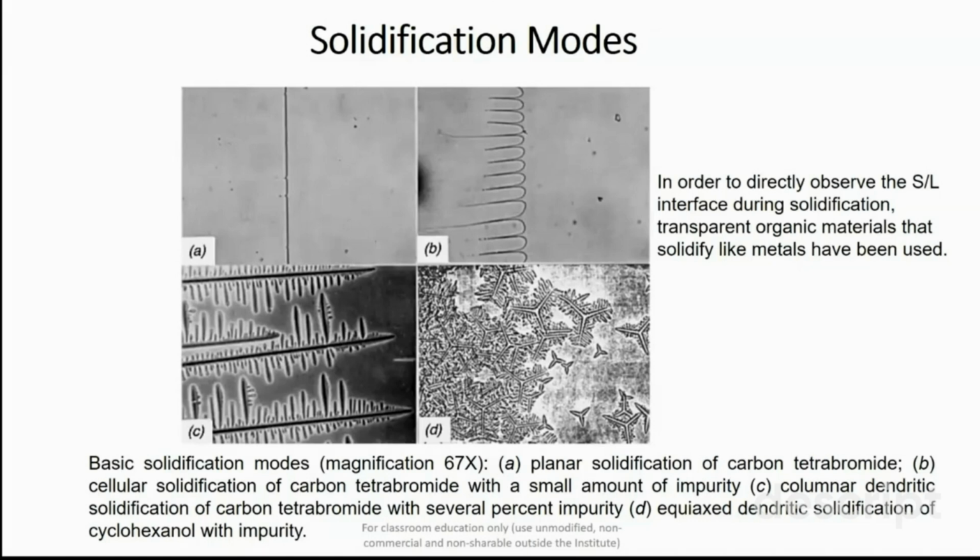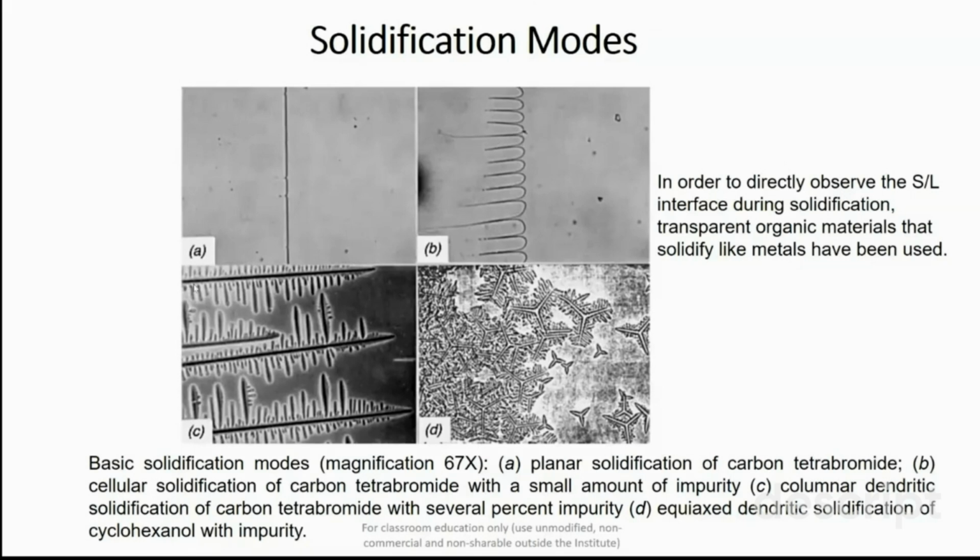So with the help of a high speed recording system, combined with a high resolution microscope or electron microscope, they have observed the solidification mechanism in this particular material. First type of solidification is planar solidification, in which the solid liquid interface is vertical and plane. B is a type of cellular solidification with a small amount of impurity. If you add some impurity in this carbon tetrabromide, and then vary the temperature gradient or the cooling rate, you will have this cellular solidification.